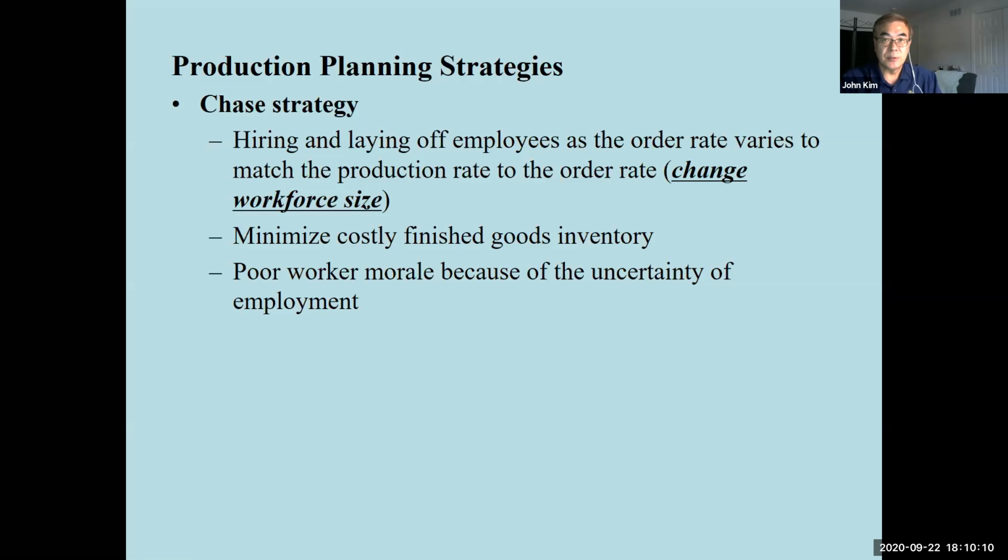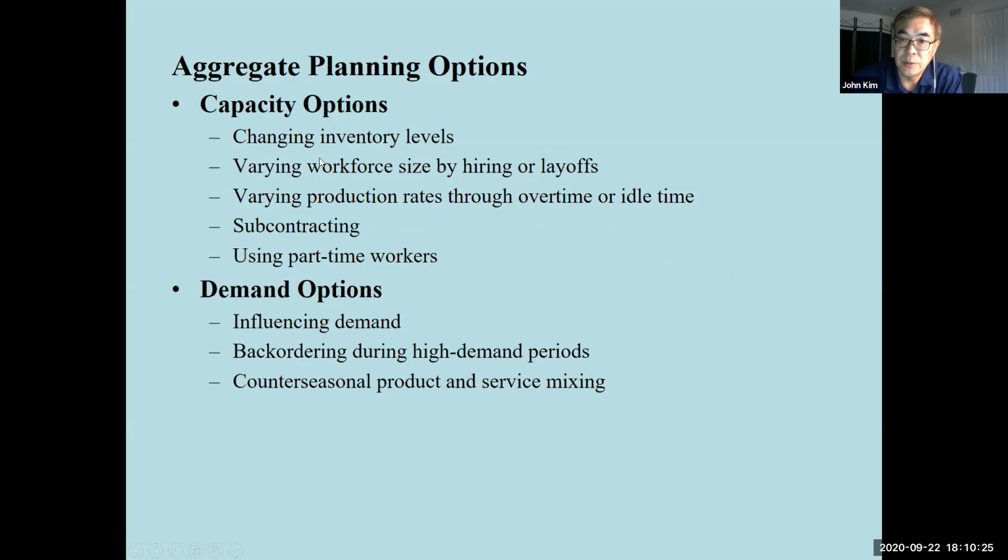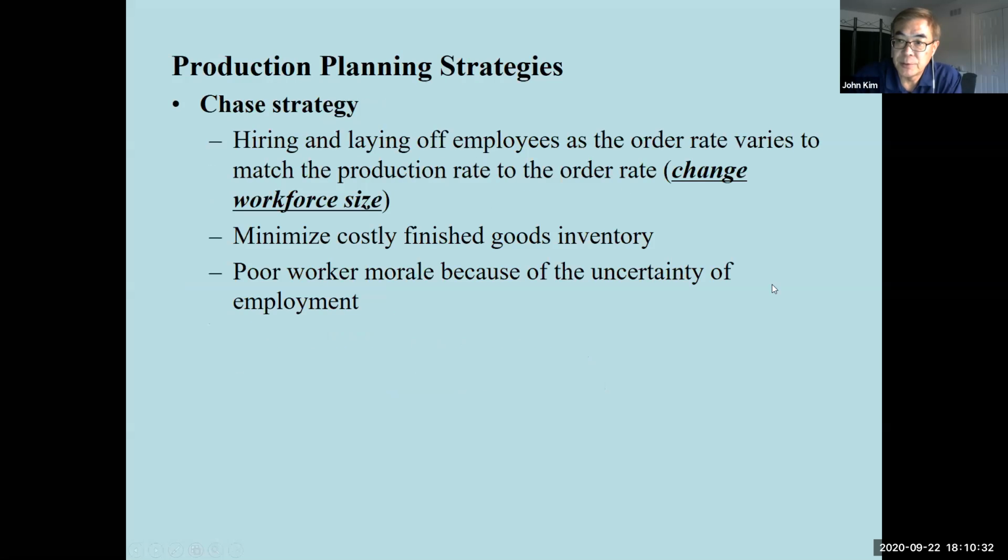Then strategies: how do they deal with demand change? The first one is chase strategy, using the earlier option of varying workforce size, changing capacity. So chase strategy uses changing workforce size. Demand increases, then hire more people, and when demand drops, then lay off and so on.